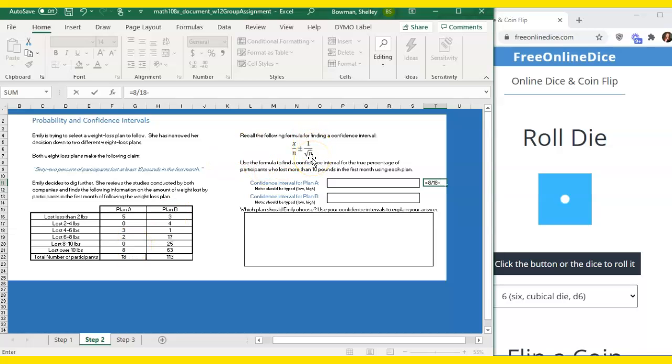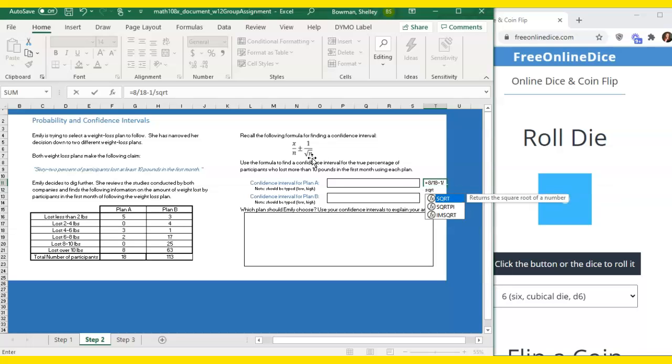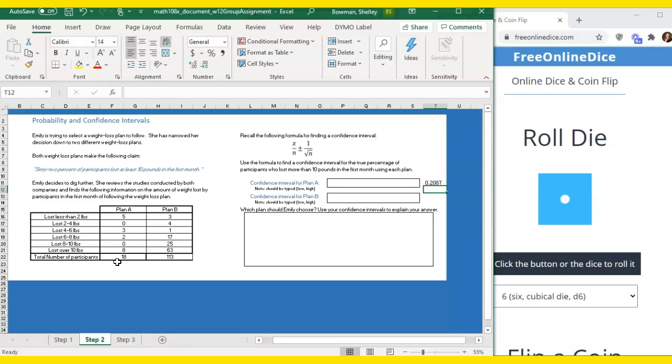To type that into Excel, we do 1 divided by SQRT, open the parenthesis, and again, I'm not going to cell reference, I'm going to type in n. In this case, the size of our group is 18. Press enter, and we have it. That's the lower level for our confidence interval. Now, the reason I didn't cell reference is because I'm going to copy and paste, and then all I have to do is change this subtraction to an addition, and I have the other side of my confidence interval.